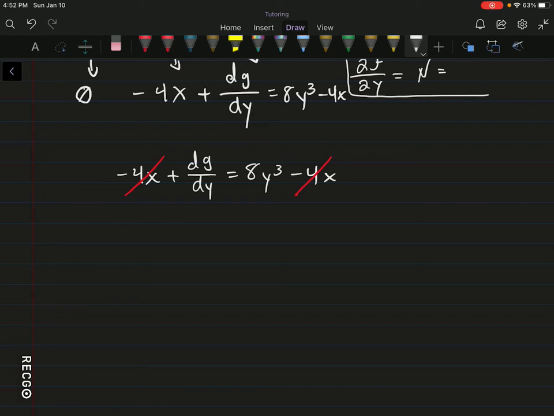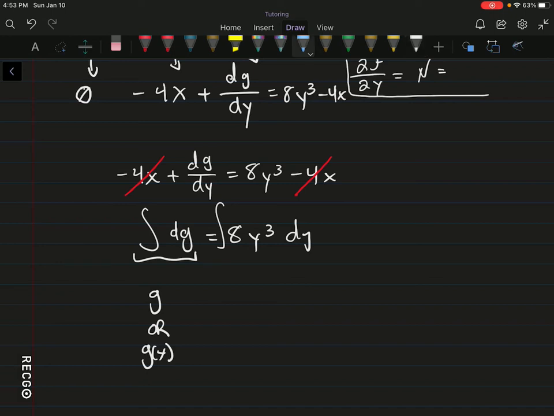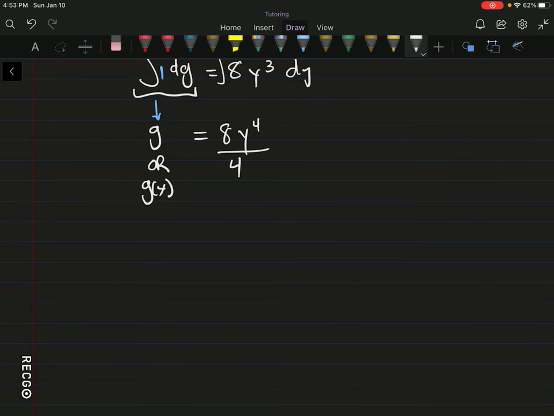And we're going to go ahead and separate our dg and dy. So we're going to multiply both sides by dy, like this. And we're going to take the integration of both sides. Integration of dg here is going to be g, or you can write it as g of y. Either one is appropriate. So how do I get g from this? It's understood that there's an imaginary 1 here, so integration of 1 is just g. And then on the right side of the equation, we get 8y to the 4th divided by 4. So we have g is equal to, and now we can simplify this, which is 2y to the 4th.